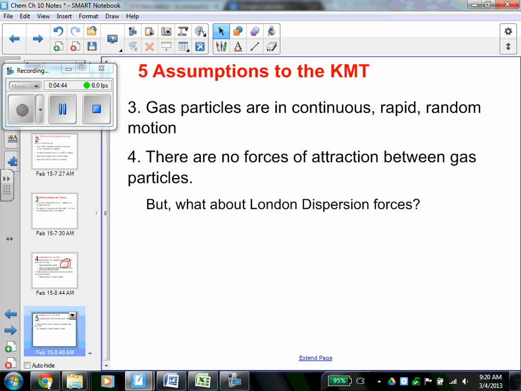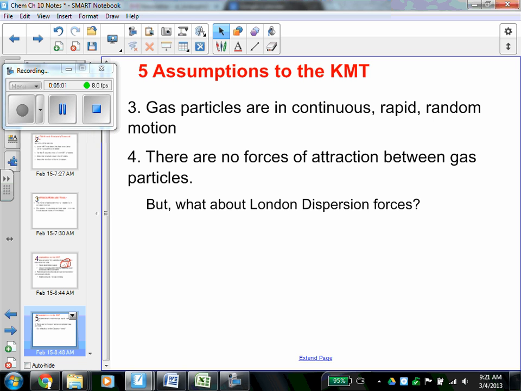Now, I pose a question here in the notes. But what about London dispersion forces? We know that oxygen and nitrogen and chlorine and other gases are all subjected to weak forces of attraction.